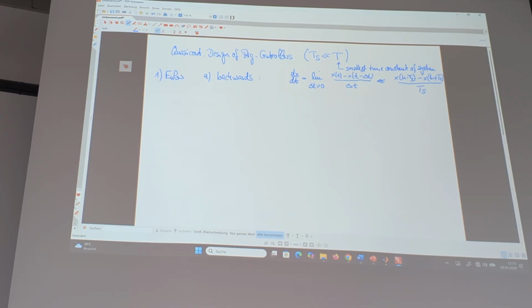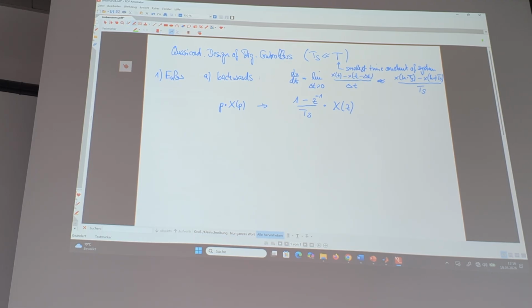And now in the Laplace domain, the derivative is a multiplication with the Laplace operator p. So x of p times p will be, according to this Euler backwards formula, 1 minus z to the power of minus 1 over Ts times x of z.